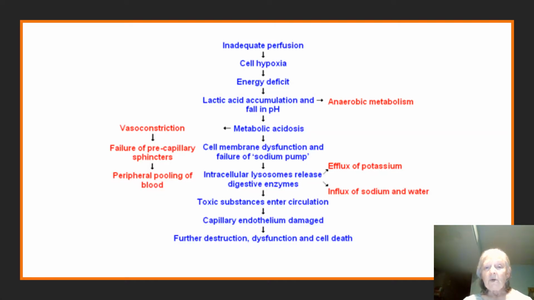So this one basically talks a little bit about it. If you follow the table, there's your inadequate perfusion, the cellular hypoxia. You can see anaerobic metabolism. Remember, anaerobic metabolism happens when you don't get any oxygen. All you're producing is lactic and pyruvic acid. You end up with some metabolic acidosis that causes your vasoconstriction. You're going to have some pooling of blood at that particular point.